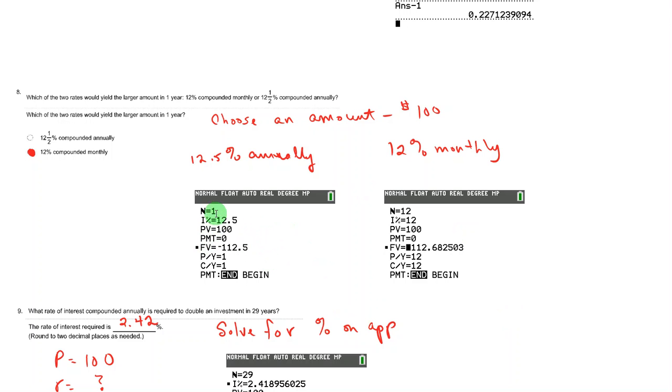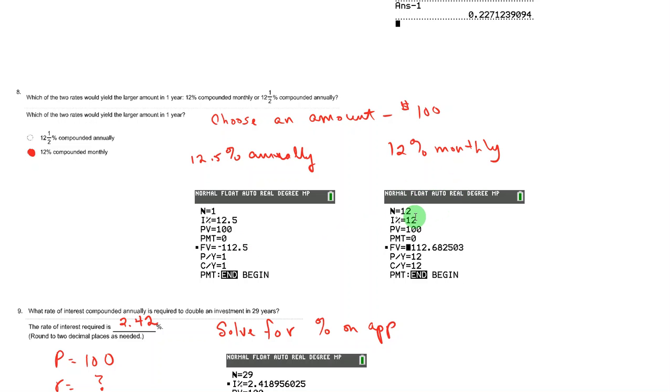The 2 things that will change will be your big N, your percent, and your PY/CY. So if this is annually, PY and CY are 1, and that's 1 year is what you're doing, 1 times 1. So big N is 1, and this is 12.5. You're putting in $100, you solve, and you get 112.50.